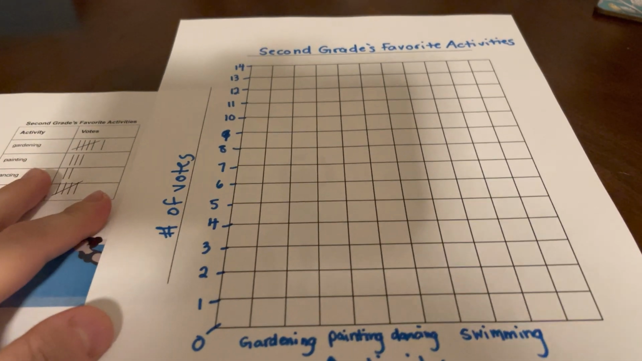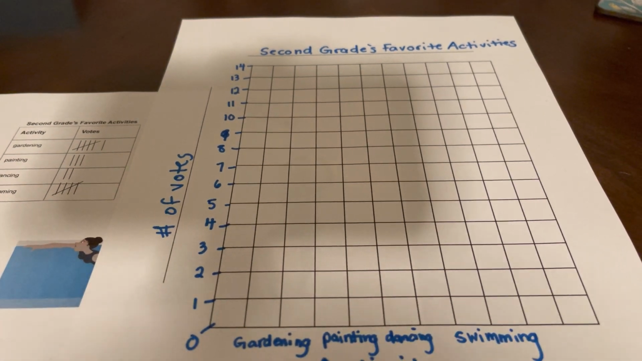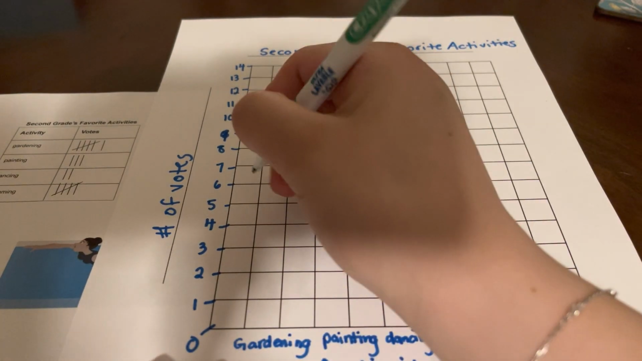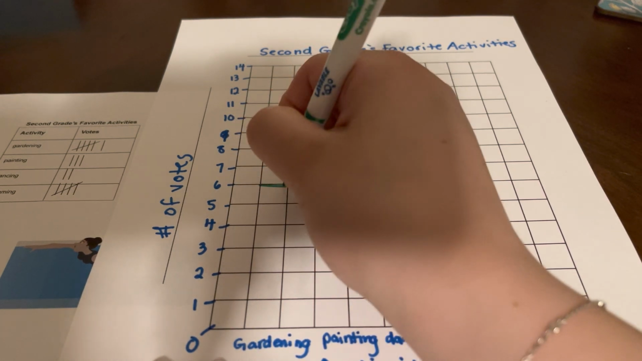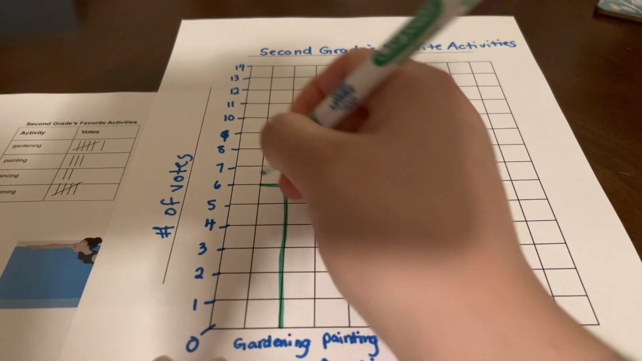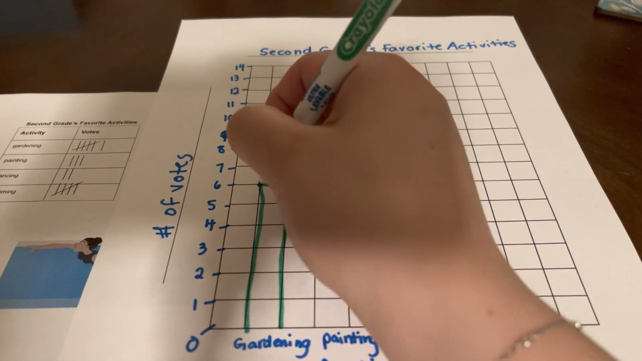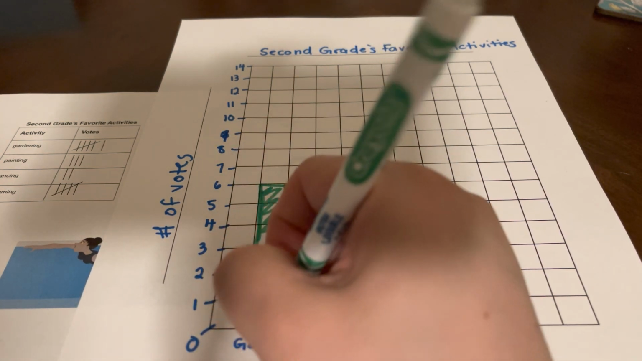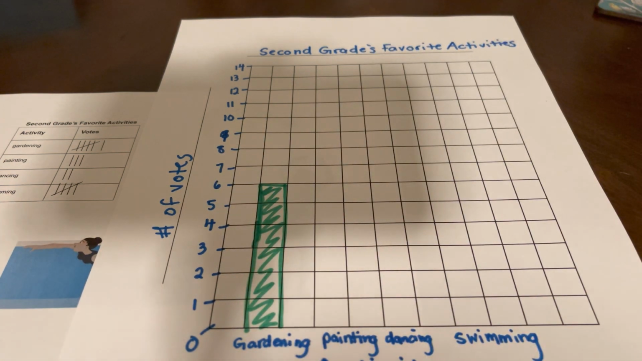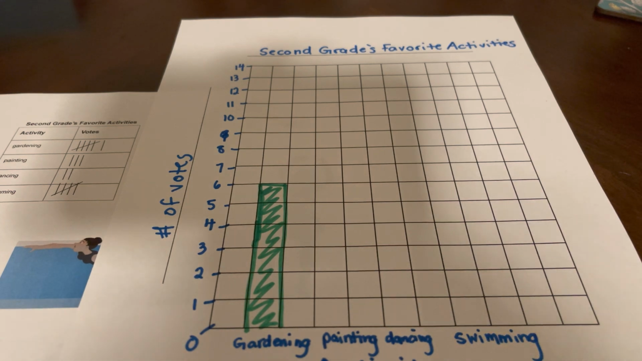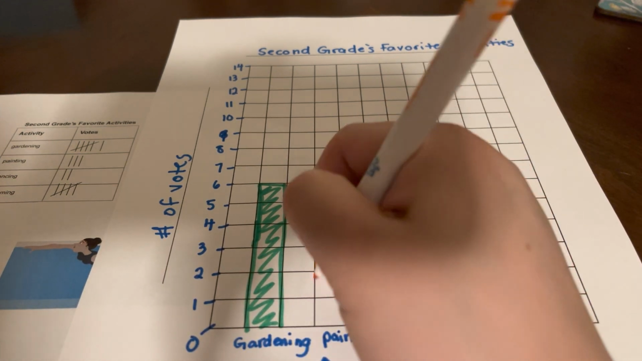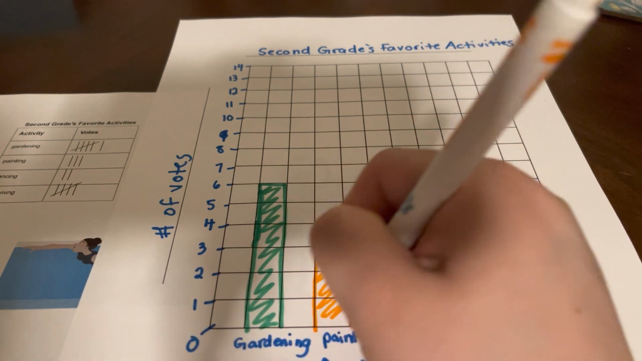So now that I have my scale, I can fill in gardening. So gardening has 6 votes. So I'm going to make my bar with a length of 6 to represent gardening. Painting only has 3 votes. I'm going to choose a different color. It'll go up to 3. And then I'll shade that in.